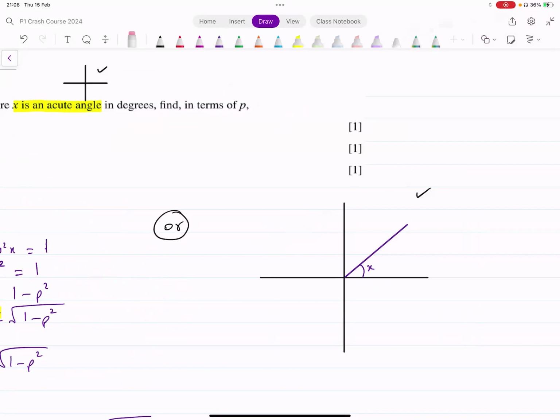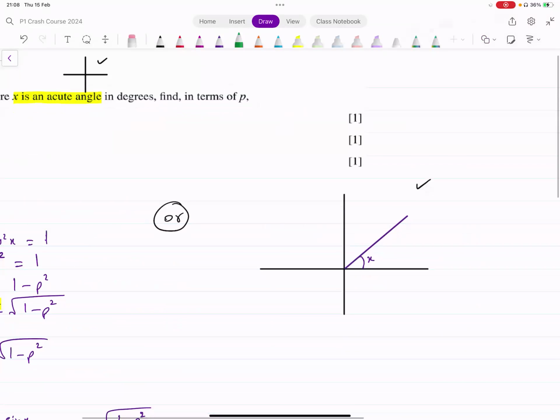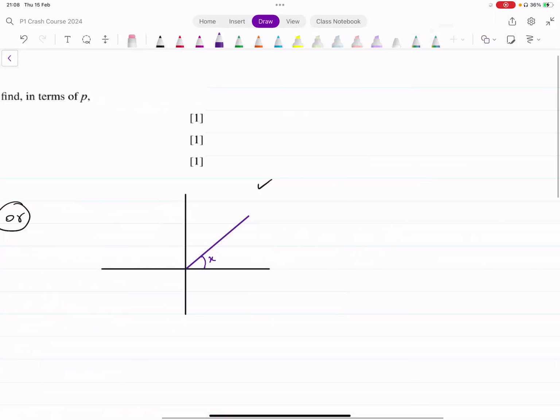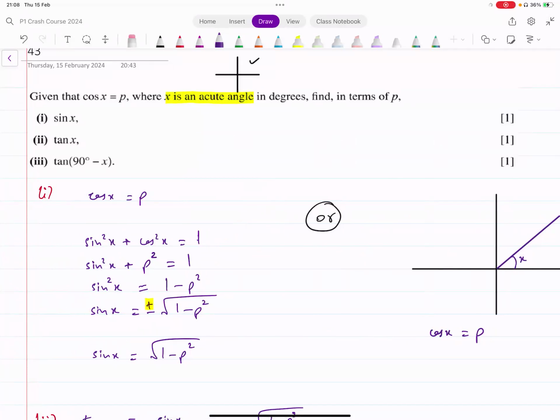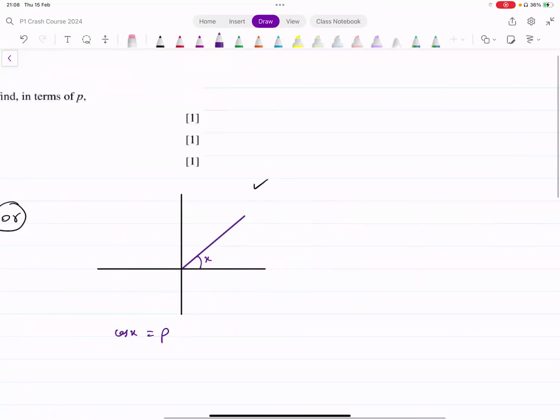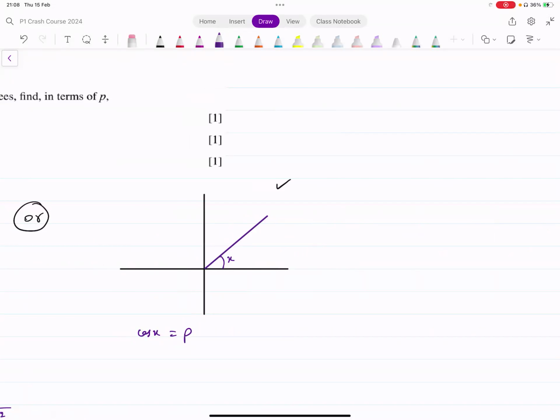What are we given in the question? In the question, it says cos of X equals P. That is what we are given. Cos of X equals P, and X is an acute angle. Using that, we have to find sine of X, tan of X, and tan of 90 minus X. We represent this on a diagram. X is supposed to be in the first quadrant because it's an acute angle.